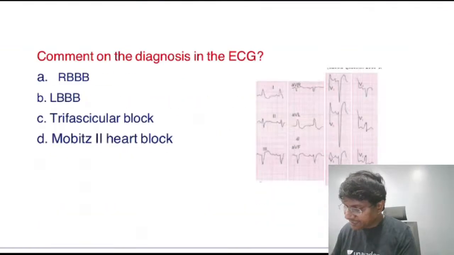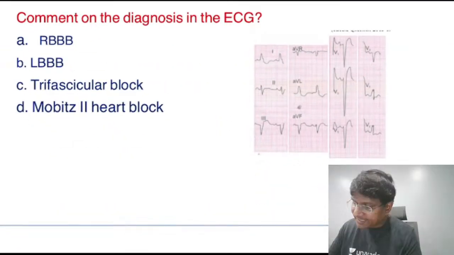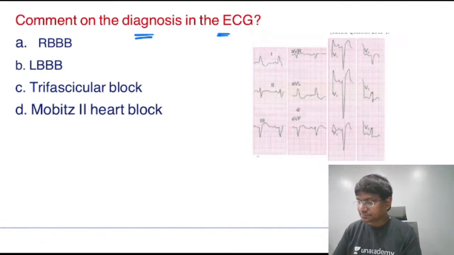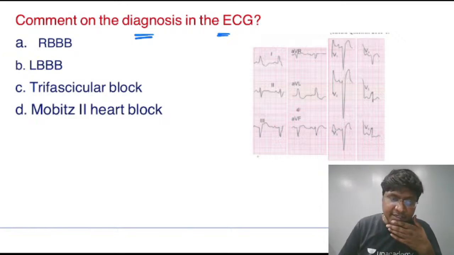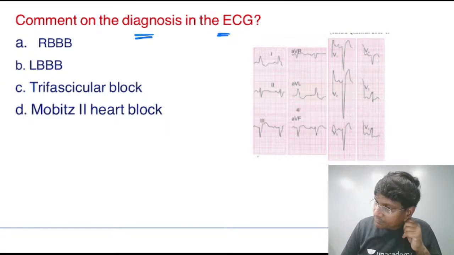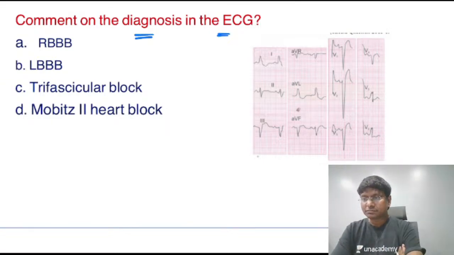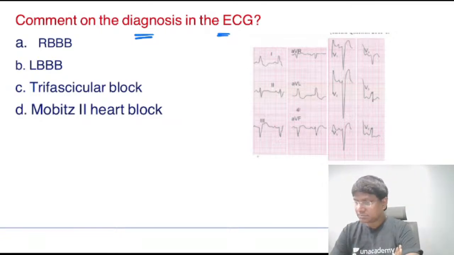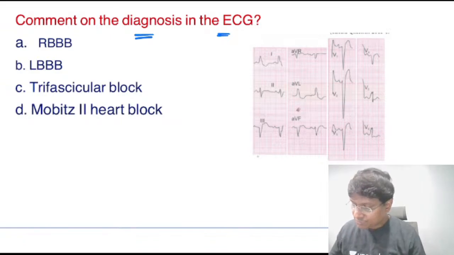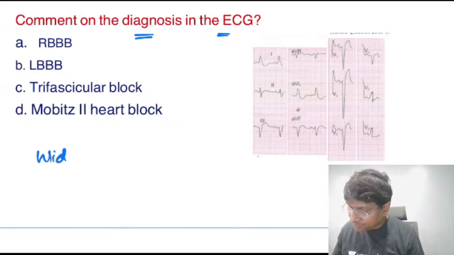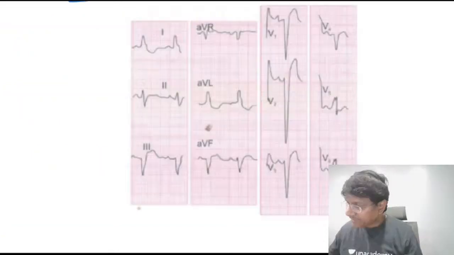This is the repeat ECG again. Comment on the diagnosis in the ECG given below. RBBB, LBBB, trifascicular block, Mobitz type 2 heart block. Yes, right. So you are having, number one, a wide QRS complex. Along with the wide QRS complex, what is it that you are noticing?